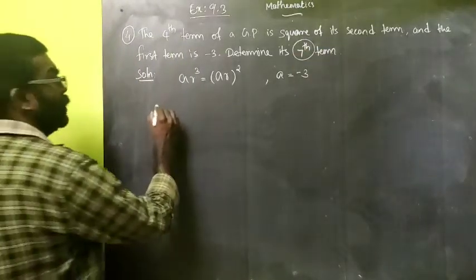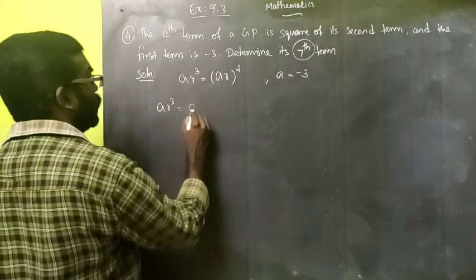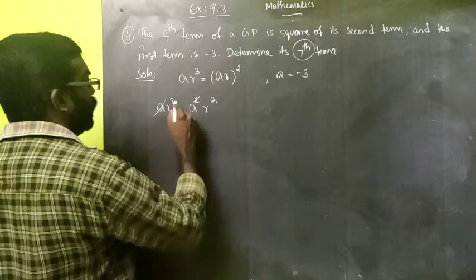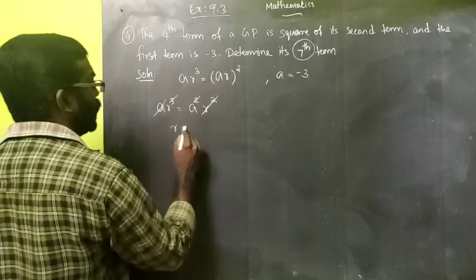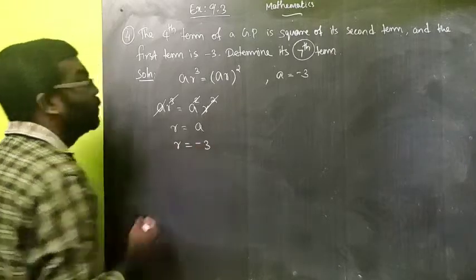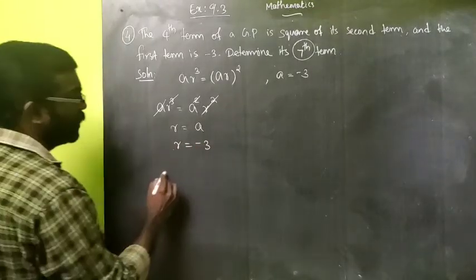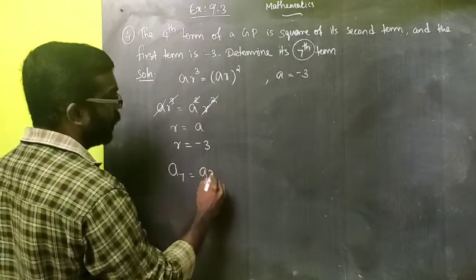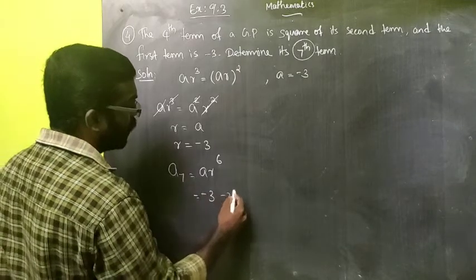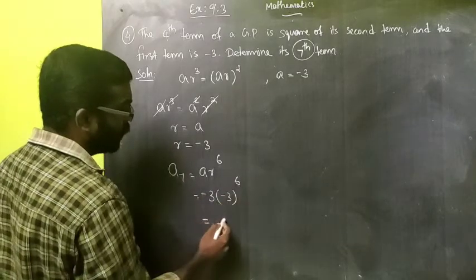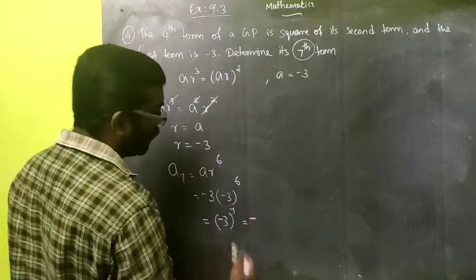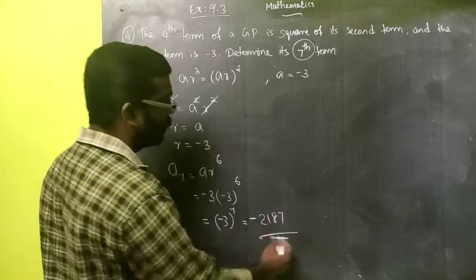Okay. So a r cube is equal to a square r square. Here one a we can cancel, and r square we can cancel. So r is equal to a. The value of a is minus 3. Therefore r is also equal to minus 3. Now we can write the seventh term. a_7 is equal to a r raised to 6. So minus 3 into minus 3 the whole raised to 6. Or we can write minus 3 the whole raised to 7, which is equal to minus 2187. Okay.